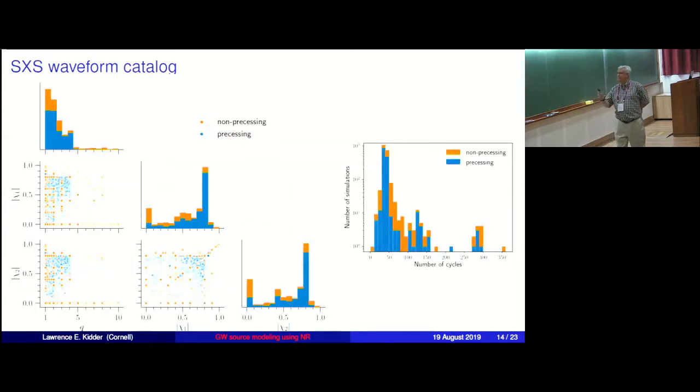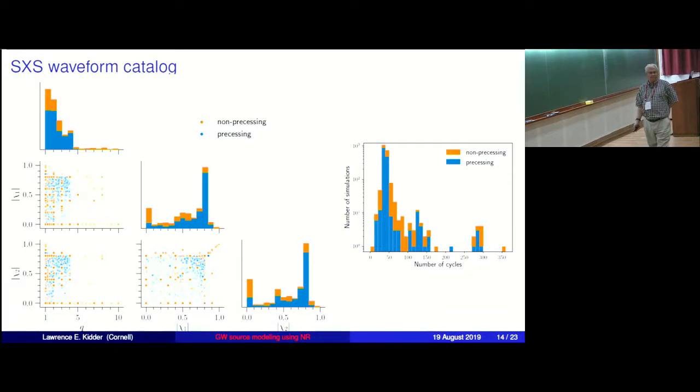And just to advertise our own waveform catalog, this shows a coverage of the parameter space. You'll see that most of the simulations are for lower mass ratios between 1 to 4, where our code is more robust. We can just launch a large number of them. And they have a wide variety of number of cycles, including some that have over 200 gravitational wave cycles.